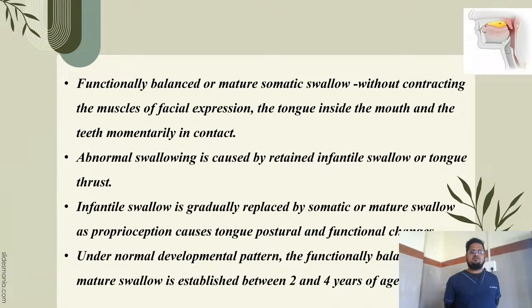The functionally balanced or mature somatic swallow occurs without contracting the muscles of facial expression. The tongue is inside the mouth and the teeth are momentarily in contact. Abnormal swallow is caused by a retained infantile swallow or tongue thrust. The infantile swallow is gradually replaced by the somatic or mature swallow as proprioceptive impulses cause tongue postural and functional changes. Under the normal developmental pattern, the mature swallow is established between 2 to 4 years of age.